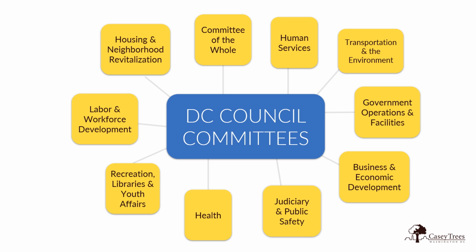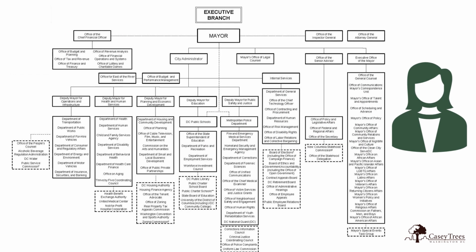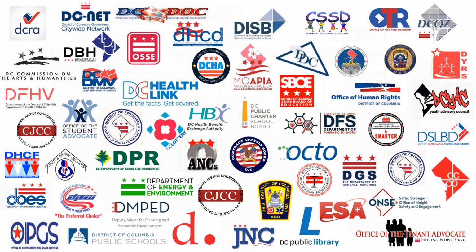On the other side of government, in our executive branch, we have our mayor. The mayor is the head of the executive branch, under which there are 5 deputy mayors and all of the district agencies. Here are the logos of just a few. Agencies are the mayor's industry experts, and DC has about 100 agencies, boards, and commissions that fall under their purview. While the mayor has direct control over the agencies, the DC Council has oversight over their actions.